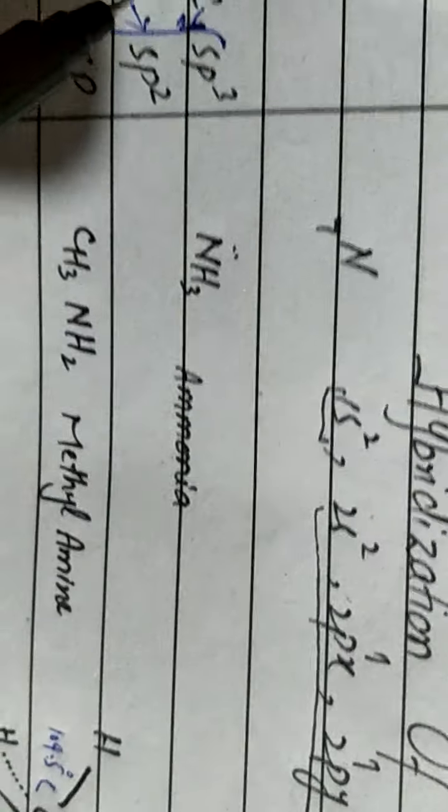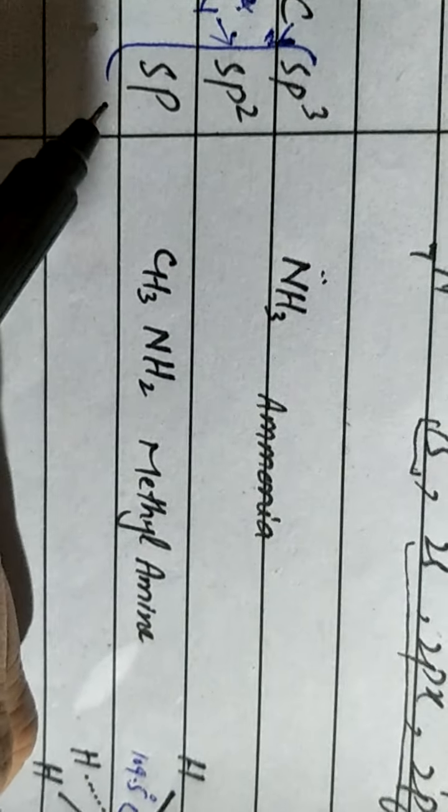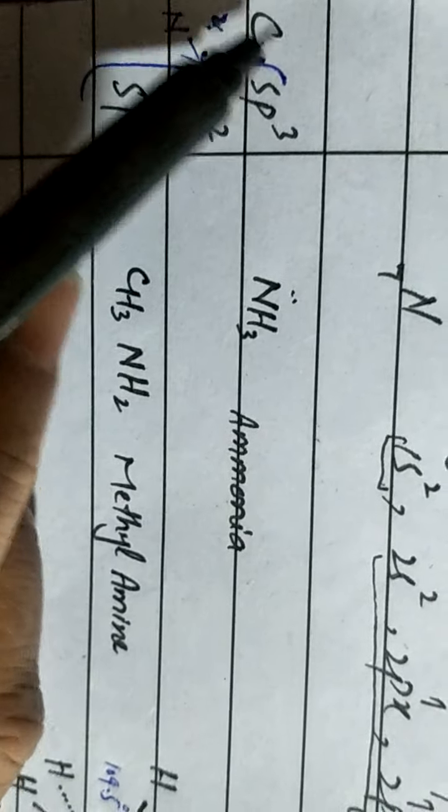The second is the last one; the second is the valence shell. In the valence shell it contains 2, 3, 4, 5 electrons. Nitrogen also undergoes sp3, sp2 and sp hybridization, just like carbon, which also shows sp3, sp2 and sp hybridization.